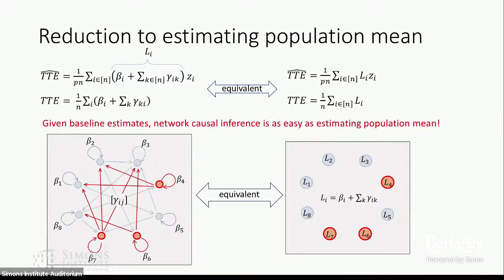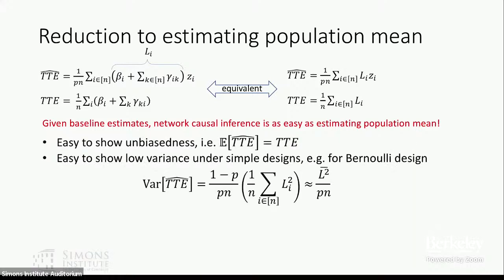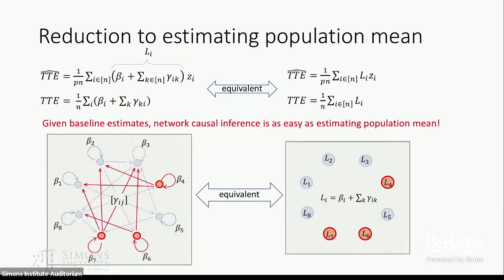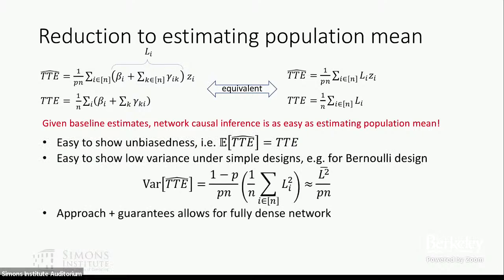So I guess the punchline is that given baseline estimates, network causal inference is as easy as estimating a population mean when you have linearity. So you can show unbiasedness, and you can calculate the variance, again, using this relationship. And my comment on why this is the efficient estimator: if I was in this simple setting on the right, of course, the best thing I can do if I have a population I'm trying to estimate the mean of, I sample a subset of them, and then I estimate the empirical mean. That's the efficient thing to do, in that you can't really do better than this 1 over pn scaling in terms of the variance.